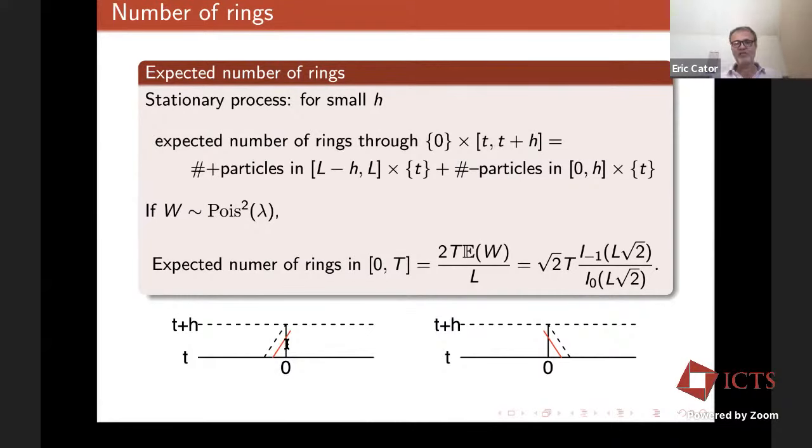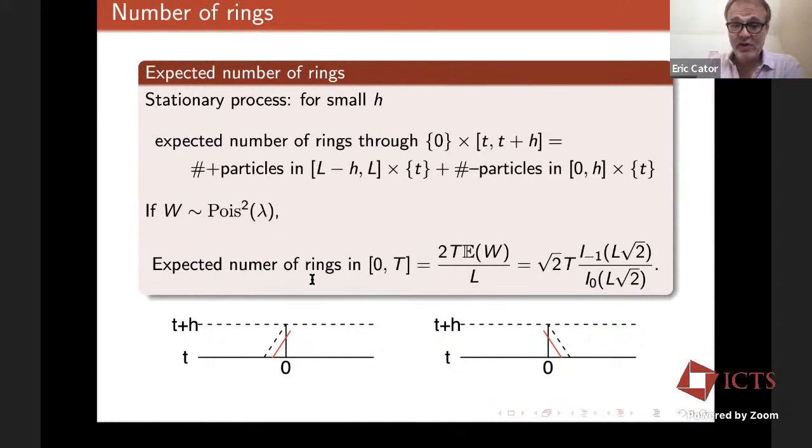So look at the picture below. Here's time t, here's time t plus h. This is the vertical line. When do I get a crossing through this part? Well, it happens when there's a positive particle here, or when there's a negative particle here. This negative particle will move to the left, and the positive particle will move to the right, and you get a crossing through this line.